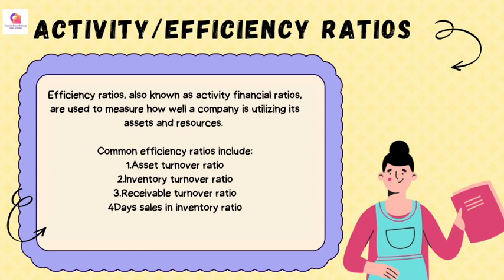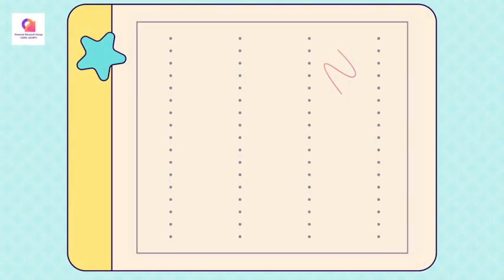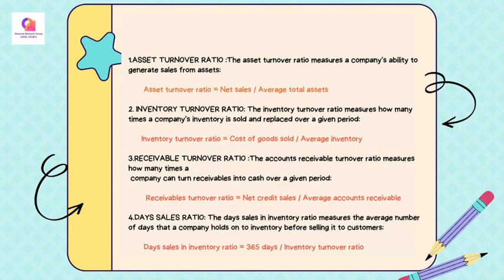The common efficiency ratios include: first, asset turnover ratio; second, inventory turnover ratio; third, receivable turnover ratio; fourth, day sales in inventory ratio. The asset turnover ratio measures a company's ability to generate sales from assets. The formula of asset turnover ratio is net sales upon average total assets.